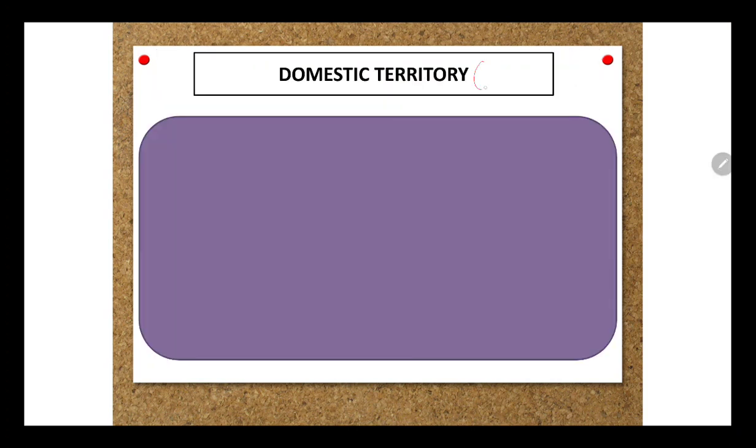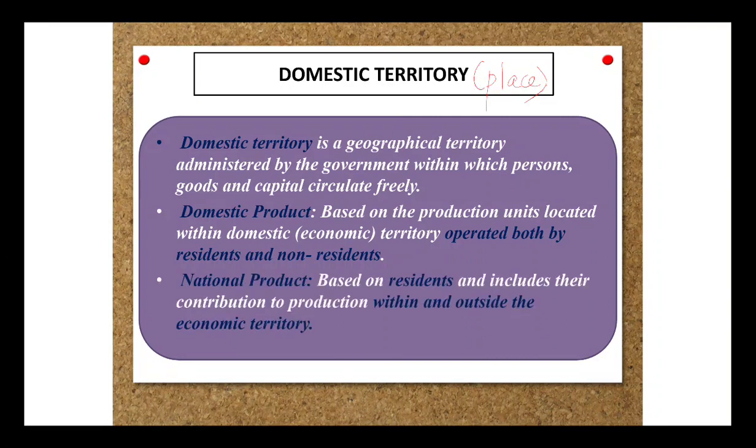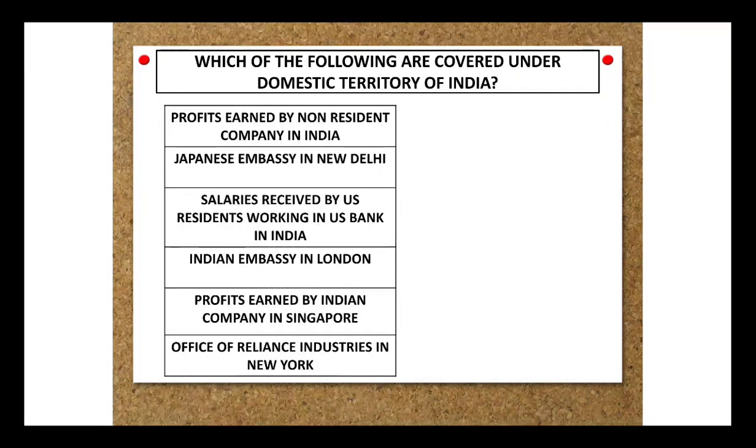Domestic territory: always focus on the place. This is another concept, where domestic territory is basically the political and geographical frontier of a particular country. Accordingly, whether a person is a normal resident or not, we do not care. We will be focusing on the geographical and political frontiers, and will always be focusing on the place. Let's take a few statements.